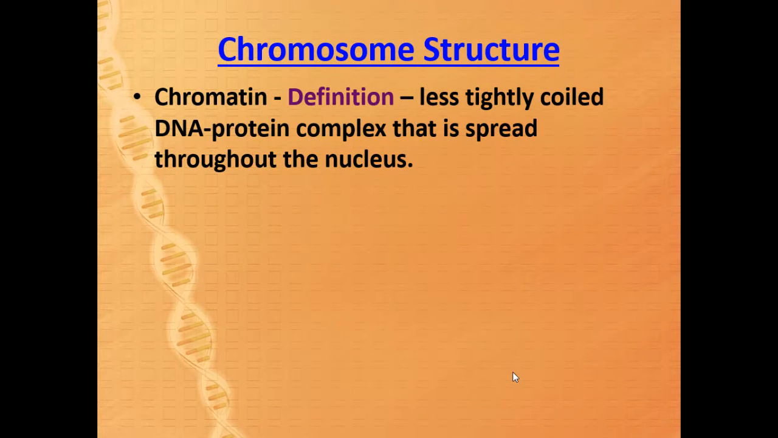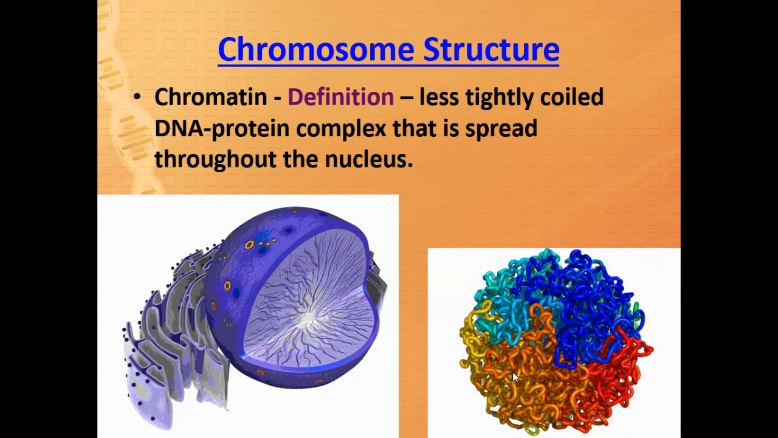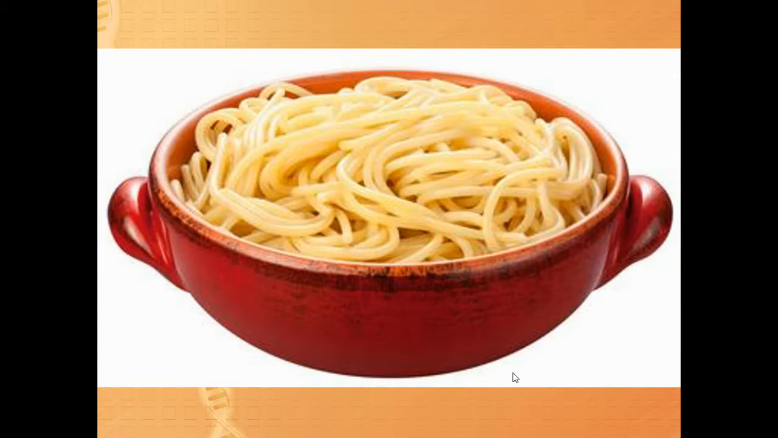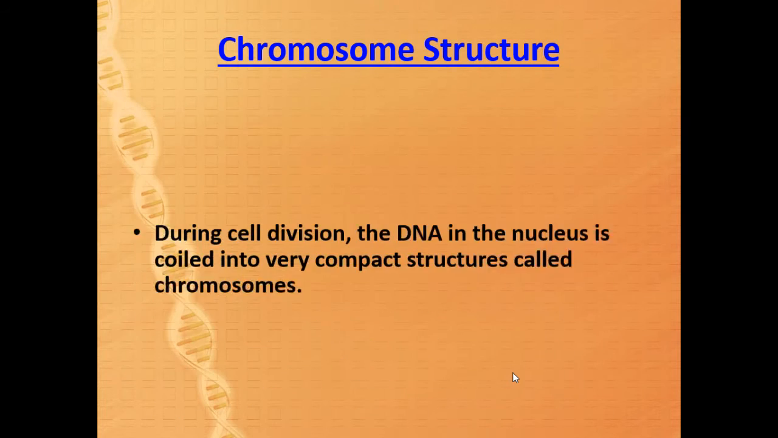Chromatin is less tightly coiled DNA protein complex that is spread throughout the nucleus. So it kind of looks like a bunch of spaghetti noodles, if you will. Or maybe like a brain. It just kind of hangs out on there. It's loosey-goosey, chill and relaxed, and not really doing anything too spectacular.